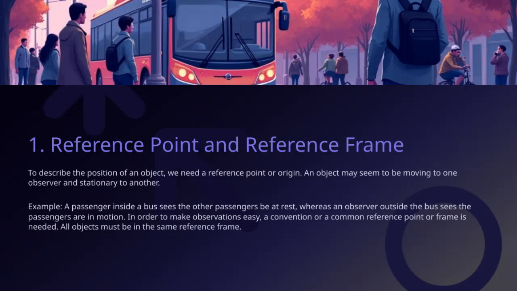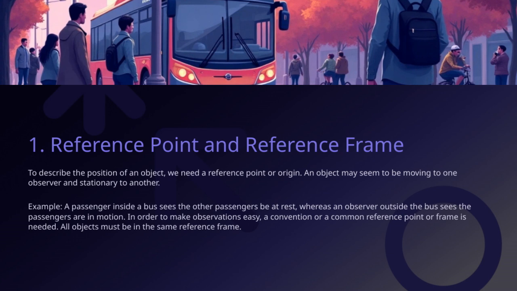Imagine you're inside a bus, and you see other passengers just sitting quietly, seemingly at rest. But from an outside observer watching the bus pass by, those same passengers are clearly in motion. This highlights an important idea. To describe movement accurately, we need a common reference point or a frame of reference. Without this shared point, it's difficult to tell if an object is moving or stationary. That's why we introduce the concepts of a reference point and a reference frame.